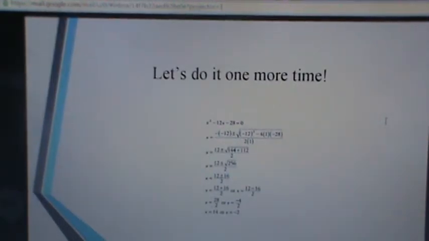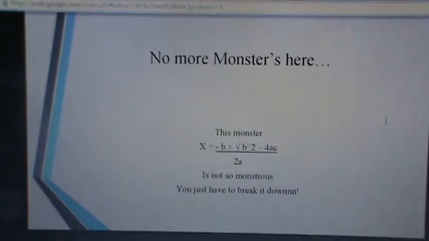Let's do it one more time. No more monsters here. This monster, gone. It's not a monstrous problem. You just have to break it down.